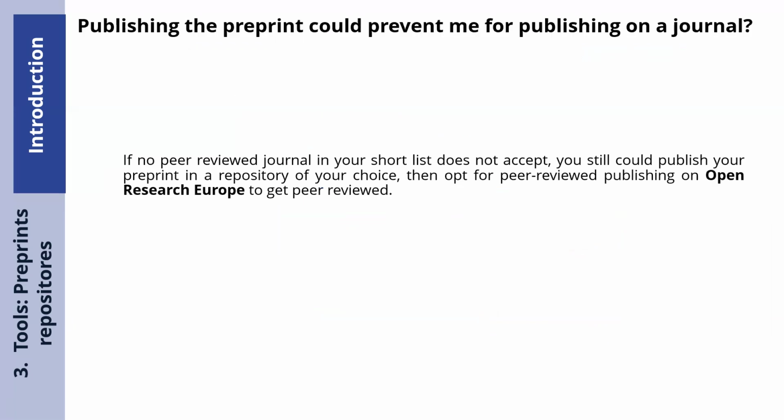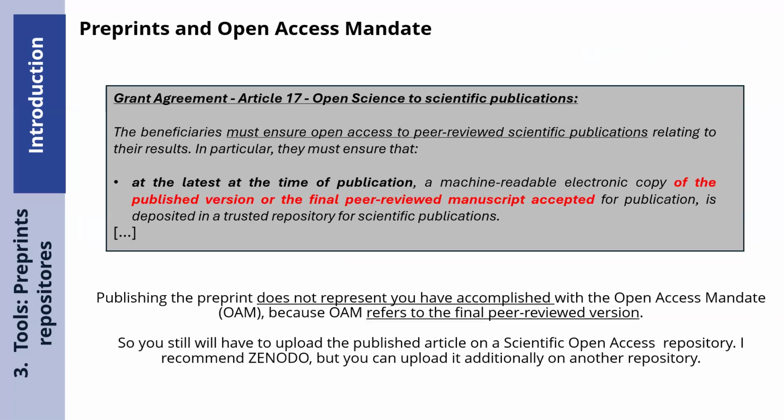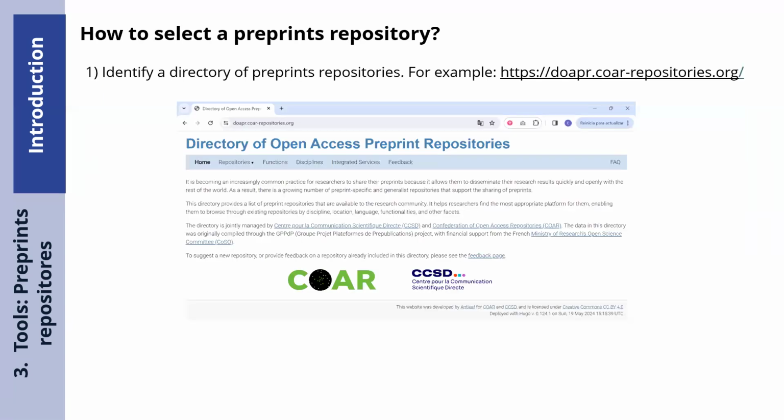Basically, what I want to close with is that I just want to remind you that if you publish your preprint in a preprints repository, you have not accomplished the open access mandate, because the open access mandate refers to the final peer-reviewed version of your article. Using preprints repositories helps to foster collaboration and open your work, but does not mean that you are complying with the open access mandate of Horizon Europe, okay?